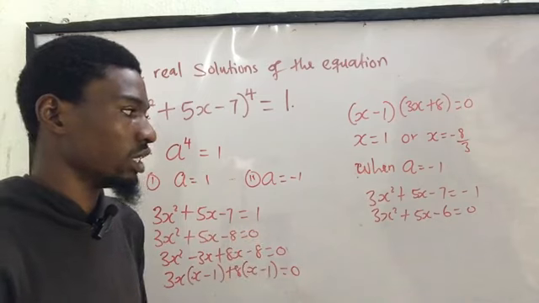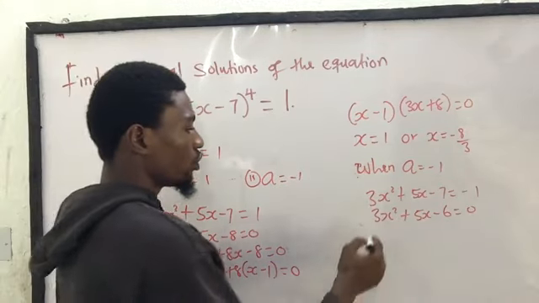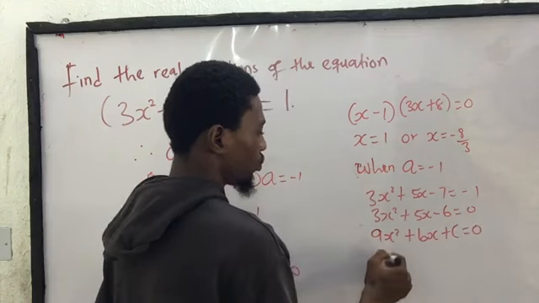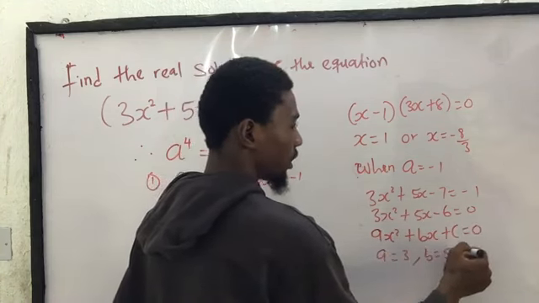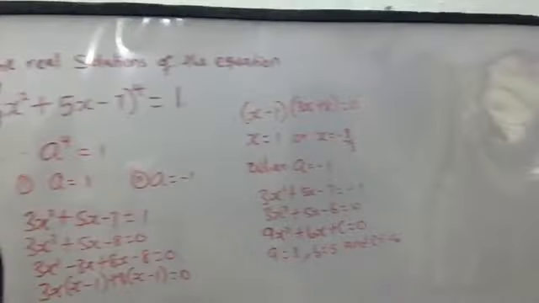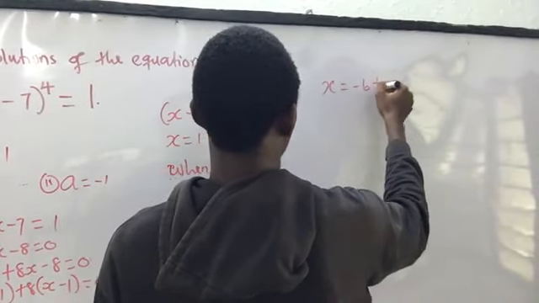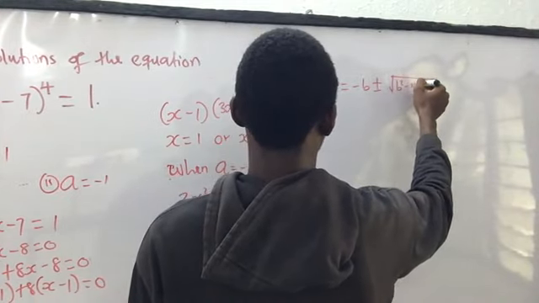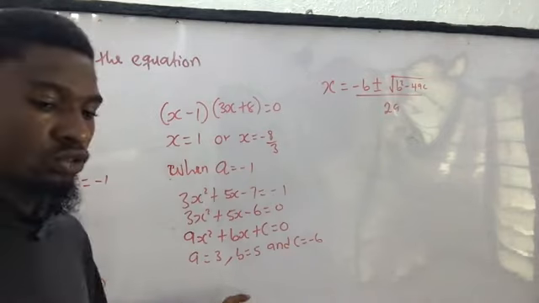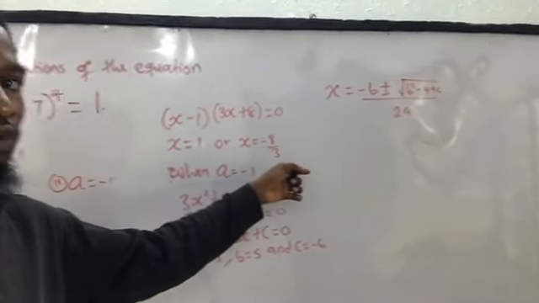Okay, so the only method to use here is maybe completing the square method or use of the general formula. So let's make use of the quadratic formula. So we compare this with ax squared plus bx plus c is equal to 0, where a is 3, b is 5, and c is minus 6. Recall from the quadratic formula, we have x is minus b plus or minus root b squared minus 4ac, then over what? 2a. So what we just need to do is to substitute the values of a, b, and c in this formula.